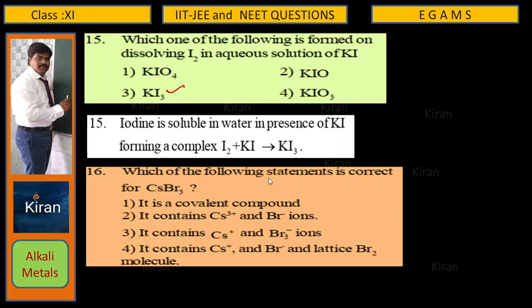Which of the following statements is correct for cesium bromide CsBr3, which explains the correct statement? You know how to write the formula CsBr3. How will you get it? Yes, correct option. 16th question is cesium plus 1 and Br3 is minus 1. So you are getting the right option is third one.